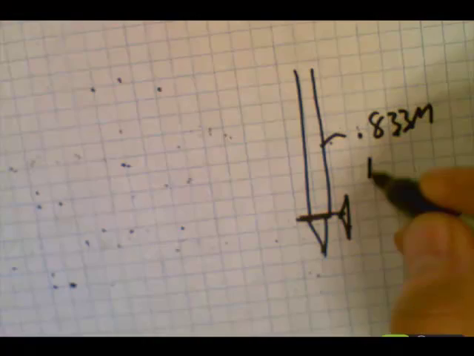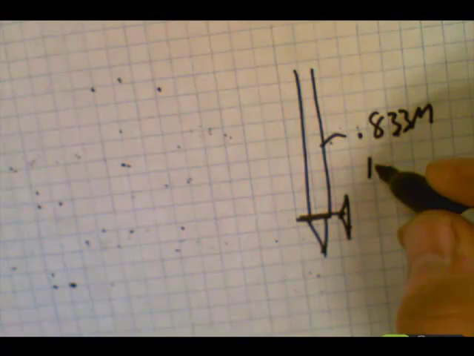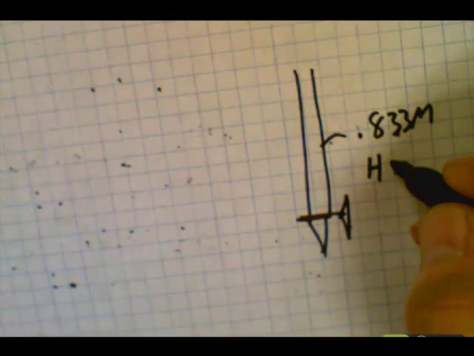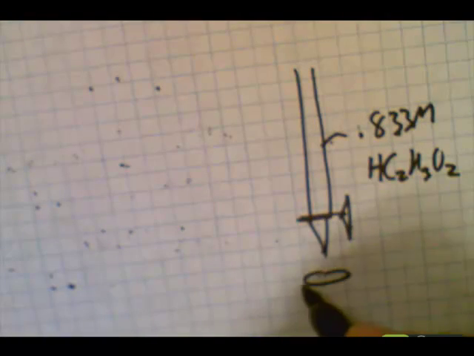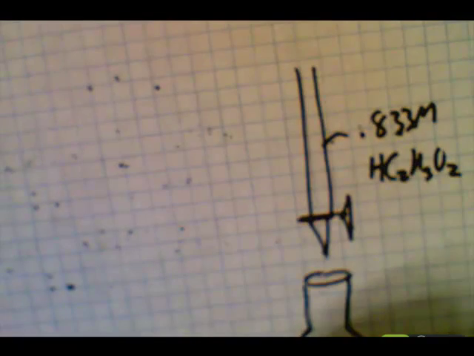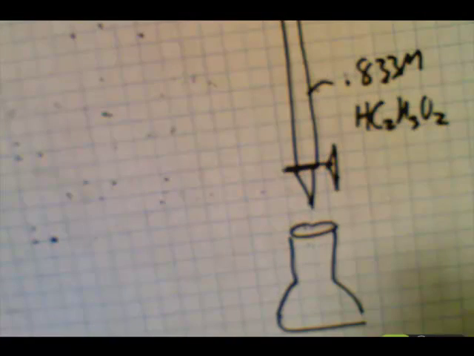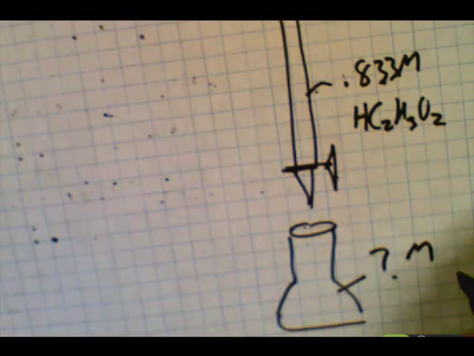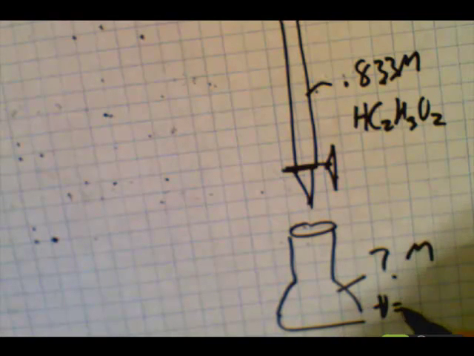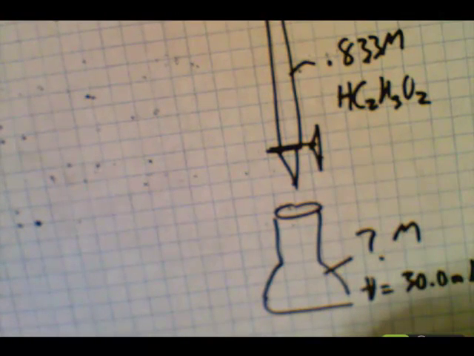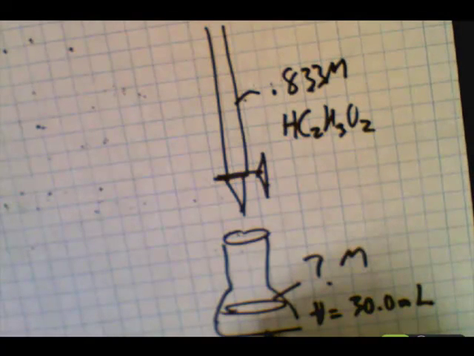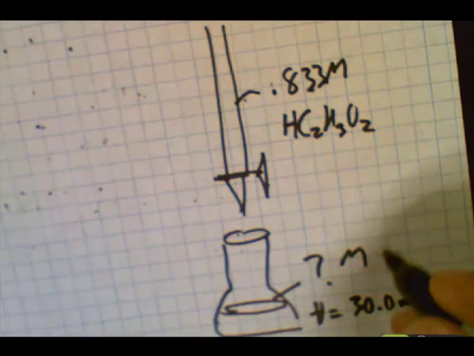I am going to put into the burette some 0.833 molar acetic acid. So this is something that somehow I've determined ahead of time what its concentration is. That's my known, that's my standard solution, and it's also my titrant. In a flask underneath the burette, I'm going to place a solution that has an unknown concentration. I don't know what the molarity is, but I do know that its volume is 30.0 milliliters. And it's something that reacts with the acetic acid. It's a weak base, and in fact the weak base is ammonia, which is NH3.